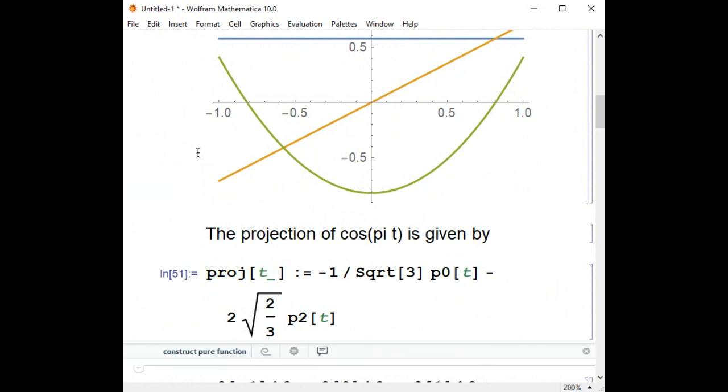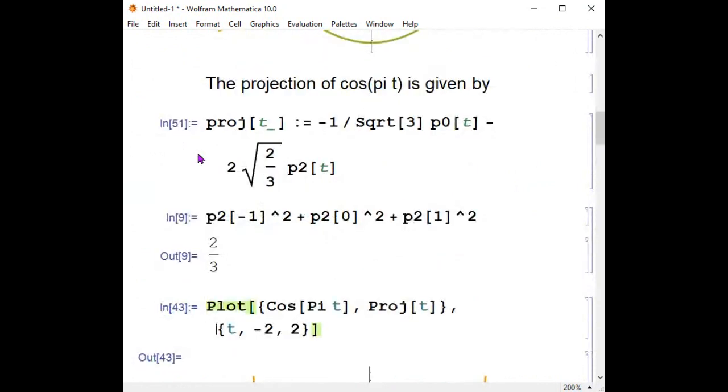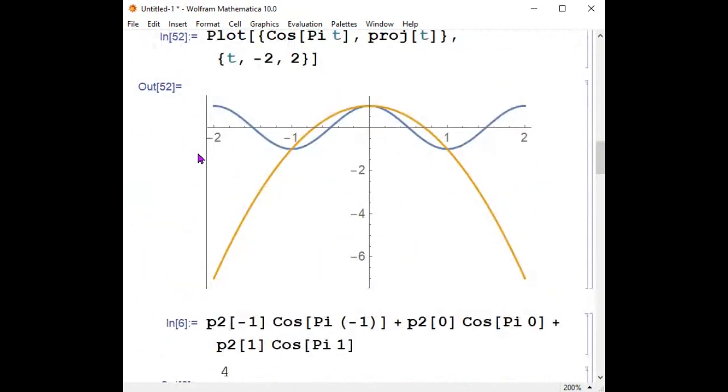All right. So that's going to be our projection. And let's plot cosine pi t and this projection. All right. So according to this inner product, the orange quadratic is the closest function in all of P2 to the blue function. Now, it might not look very good to you guys, but notice that as far as our inner product is concerned, it's exact.